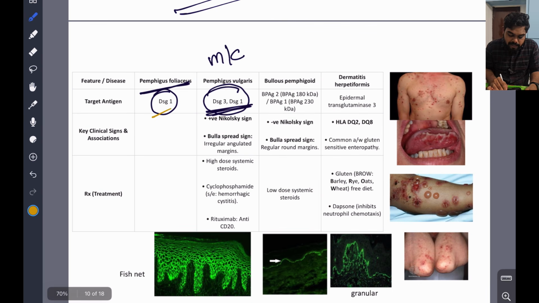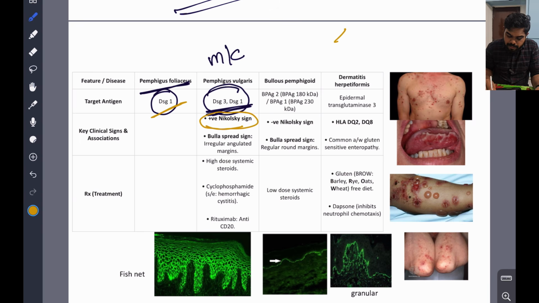So desmoglein 1 is the target of pemphigus foliaceus, 1 and 3 in vulgaris. That's why oral mucosal lesions are there. And because of acantholysis, there is something called a positive Nikolsky sign seen. So what lesions cause a positive Nikolsky sign? You have to know this by now: what is the Nikolsky sign, and what is acantholysis? Okay, that is very important.